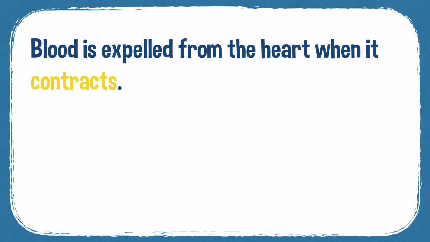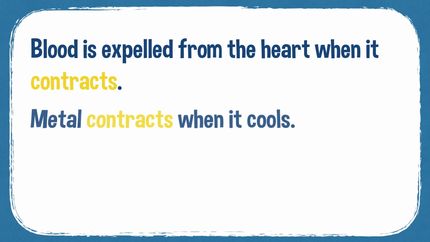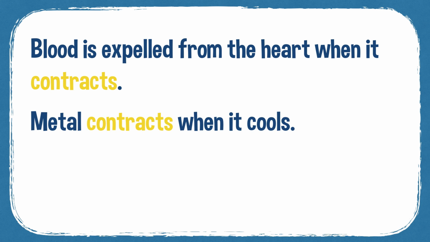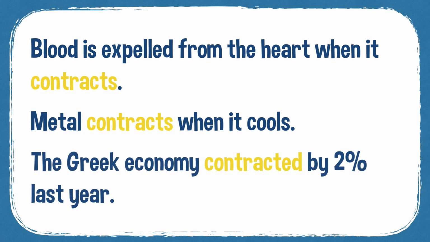Here are some more examples. Blood is expelled from the heart when it contracts, so the heart gets smaller. It contracts, pumps the blood out. Metal contracts when it cools. And here's a more general sense, beyond science, the Greek economy contracted by 2% last year. It got smaller. So other things can contract as well as metal. So we talk about things that can expand and contract a lot.